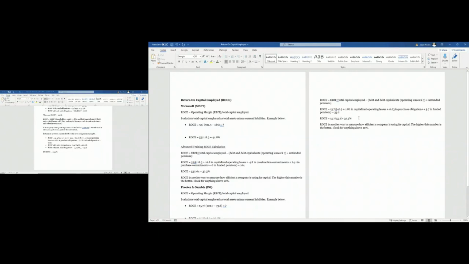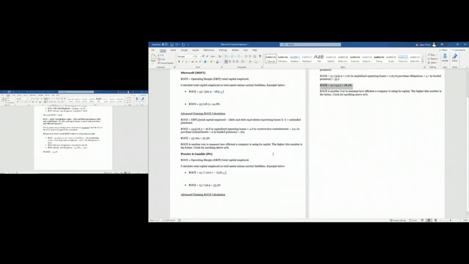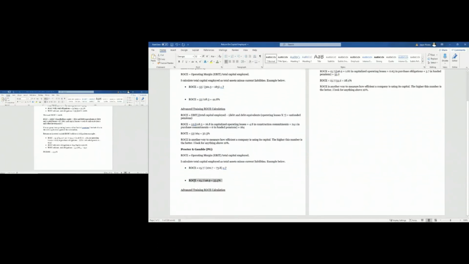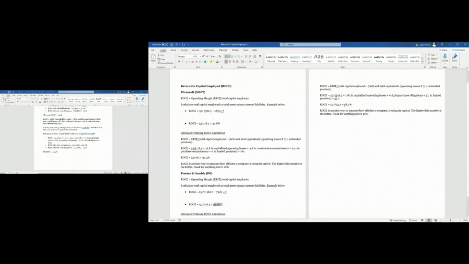28.4. There we go. So again, very good here still. Drops it by a little bit. It was 33.5%. This is 28.4. So that's how you calculate ROCE on an advanced level.